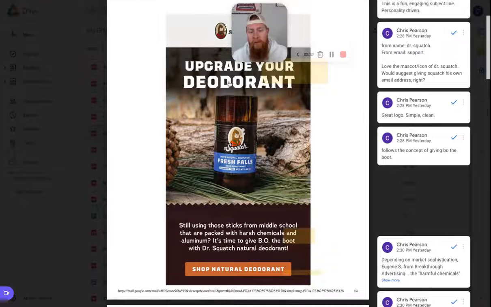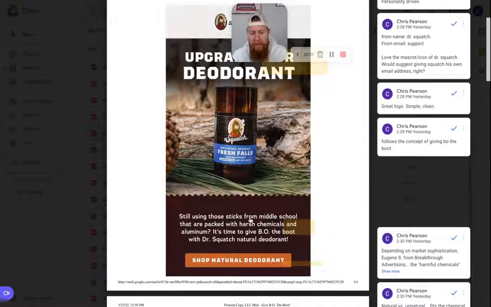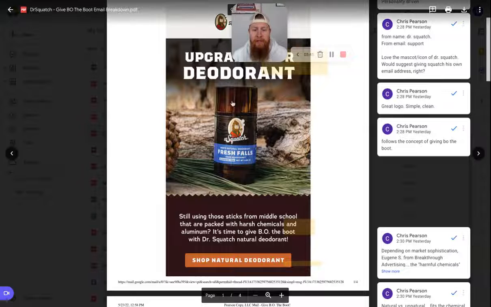That's the mechanism, essentially the solution. And then they say, hey, here's the problem. And then they actually say directly what the solution is. It's time to give BO the boot with Dr. Squatch natural deodorant. So they have a little mixture of the mechanism, problem, and solution, all in this one top section with this graphic. Aesthetics and everything, I really like.